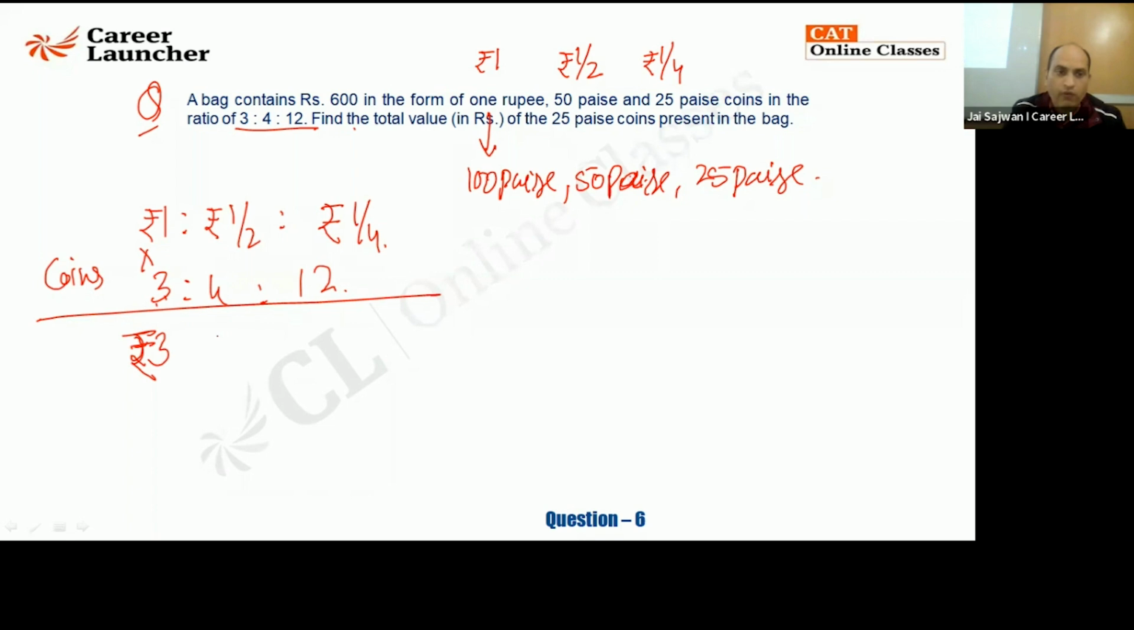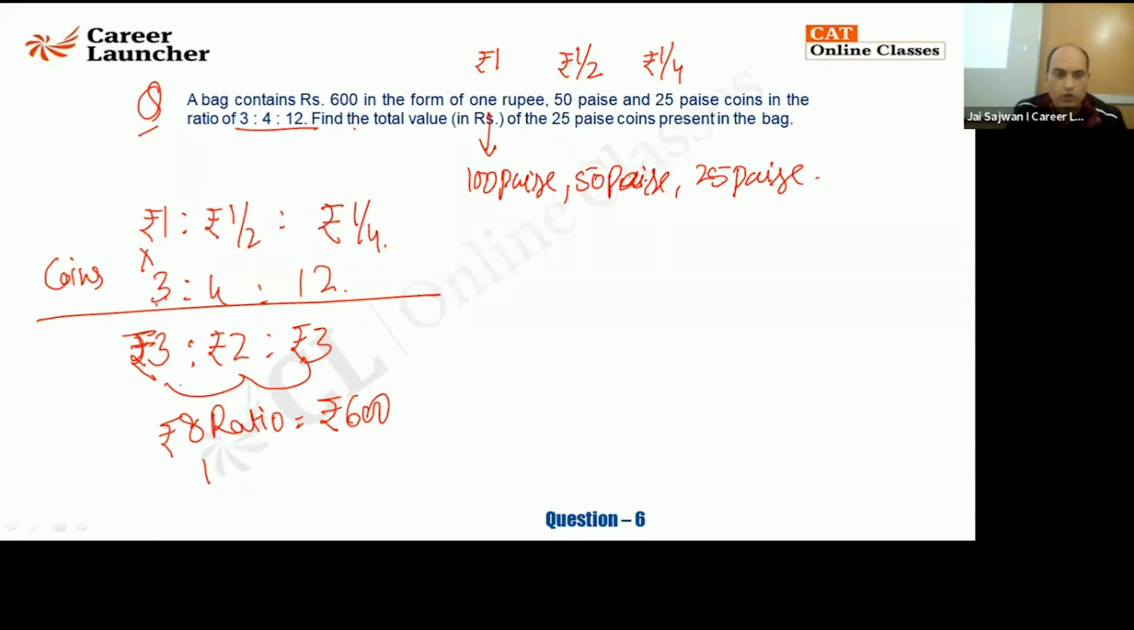There are 4 coins of half rupee. So I'll say it is 2 rupees. It is 12 coins of 1/4, that is 3 rupees. So the sum of this is 8 rupee ratio. My dear, it is ratio, which comes out to be what? It comes out to be rupees 600.